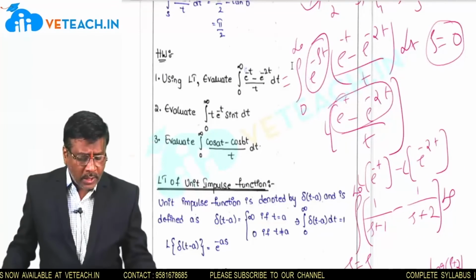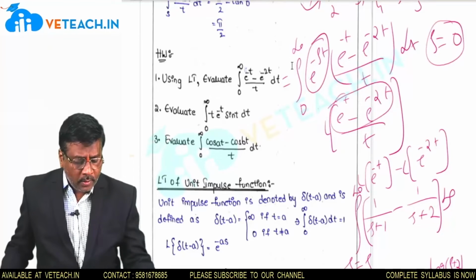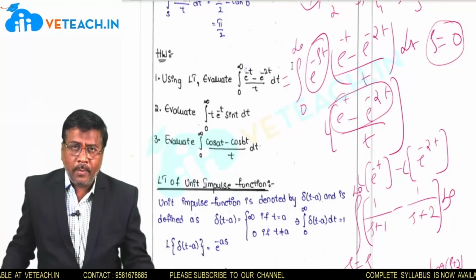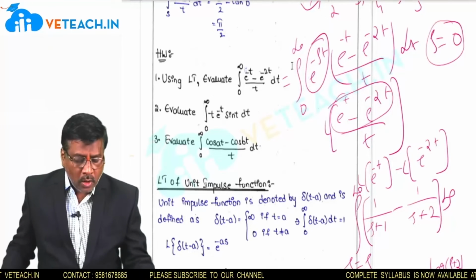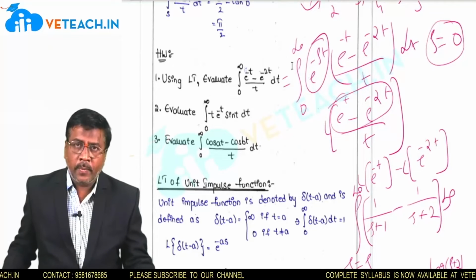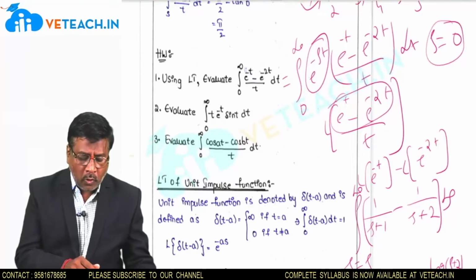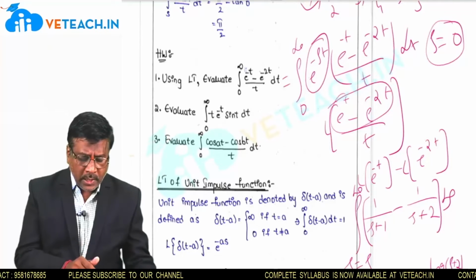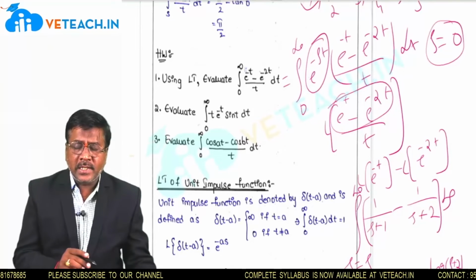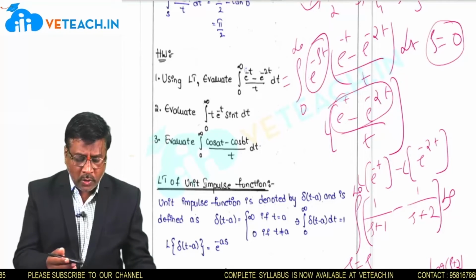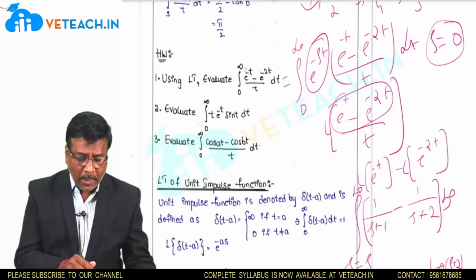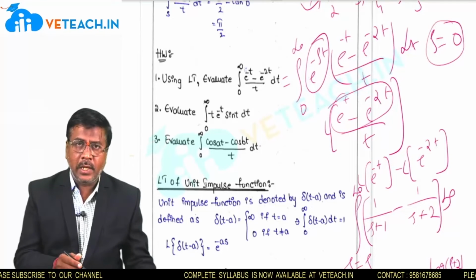In a similar way, we can find the answers; there are two other problems available. By using this technique, you can do those problems. In the second problem, we have L of t into e power minus t into sin t, where e power minus st, replacing s equal to 0, so that is the Laplace transform of t into e power minus t into sin t.